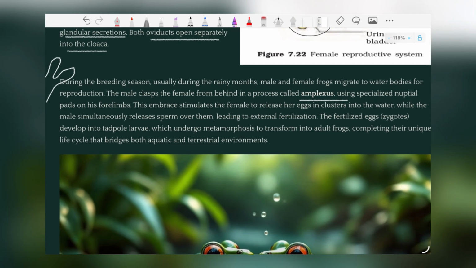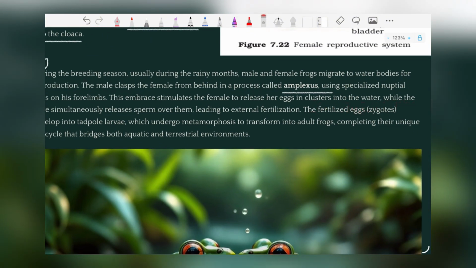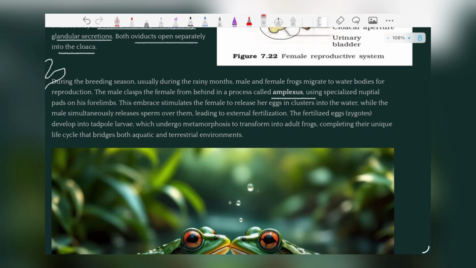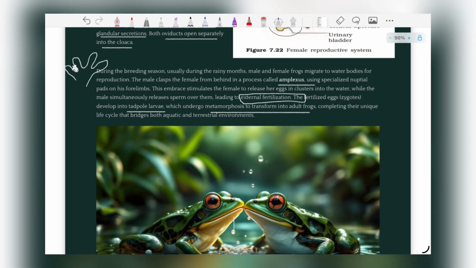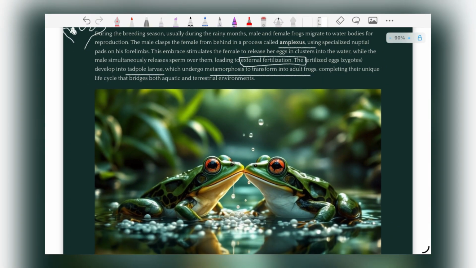This stimulates the female to release her eggs in clusters in the water, while the male simultaneously releases sperm over them, leading to external fertilization. This is very, very important. There is no internal fertilization, there is only external fertilization. The fertilized eggs, zygotes, develop into tadpole larvae, which undergo metamorphosis to transform into adult frogs, completing their unique life cycle that bridges both aquatic and terrestrial environments.